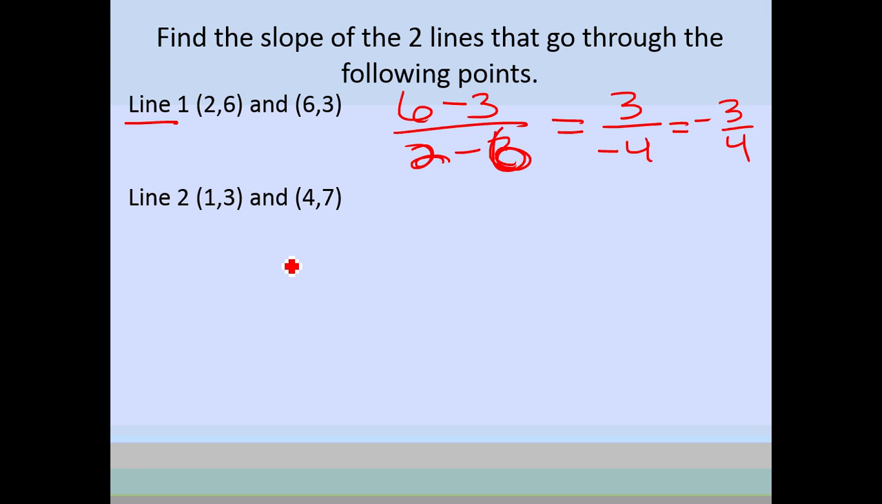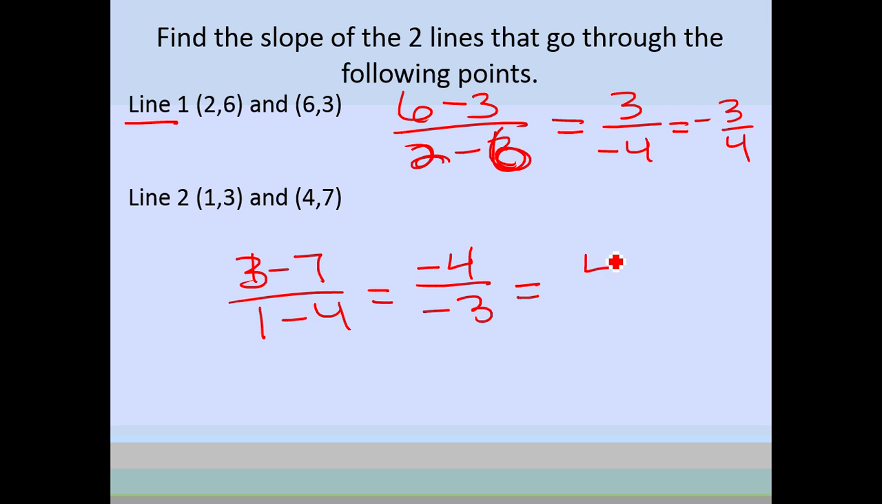Now if I go to line 2, subtract your y's, and then subtract your x's. 3 minus 7 is -4. 1 minus 4 is -3. So this would be a +4/3.